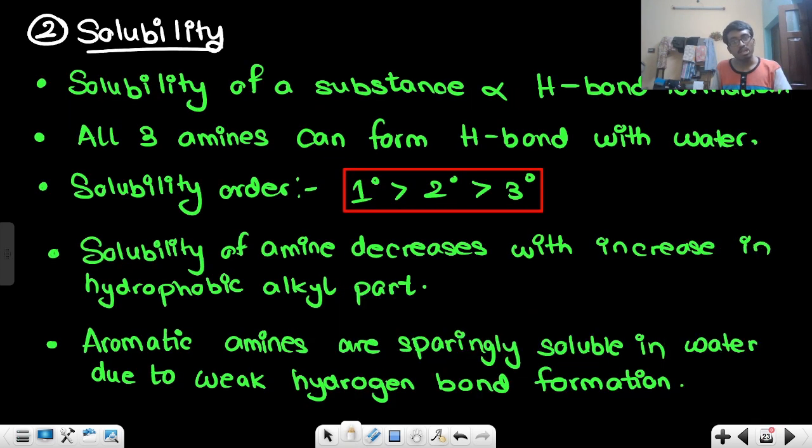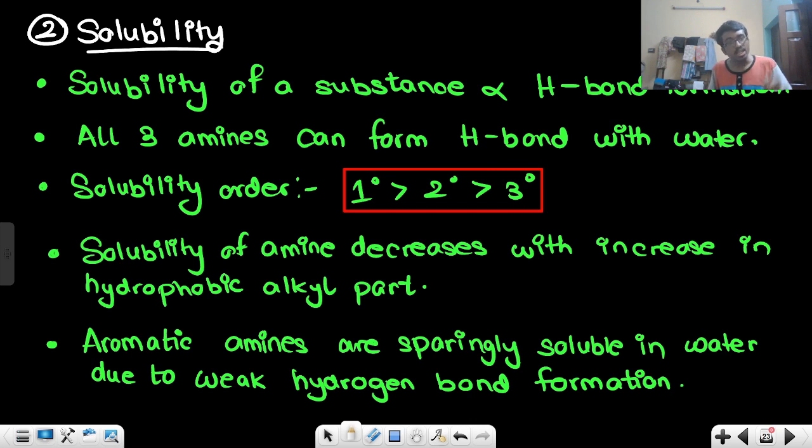All three amines can form hydrogen bond with water. Solubility order is 1 degree, 2 degree, 3 degree. Reason: solubility of amine decreases with increase in hydrophobic alkyl part. Or you can also say that number of hydrogen is more. Whatever. As and when the alkyl groups increase, solubility will decrease.